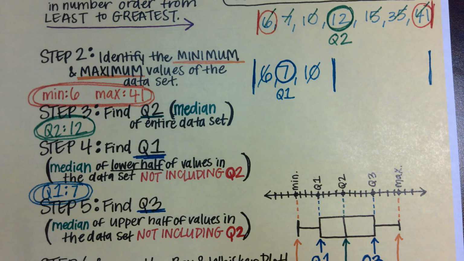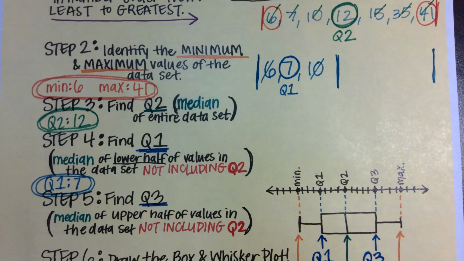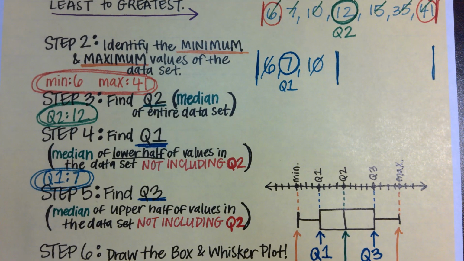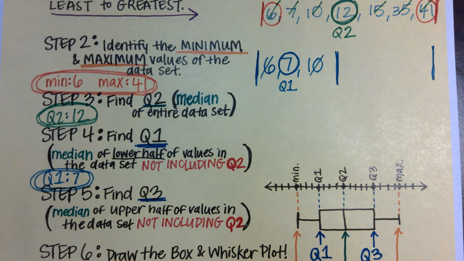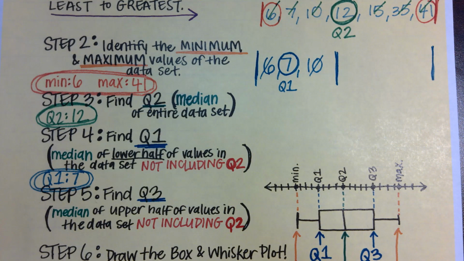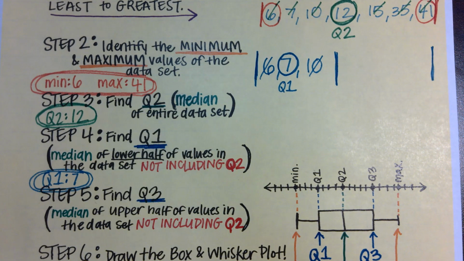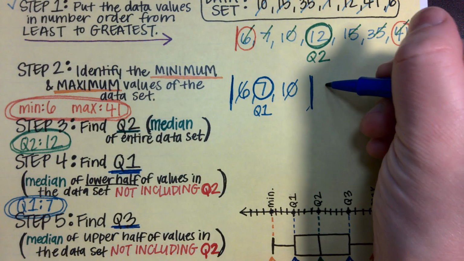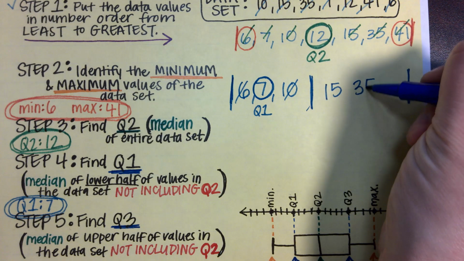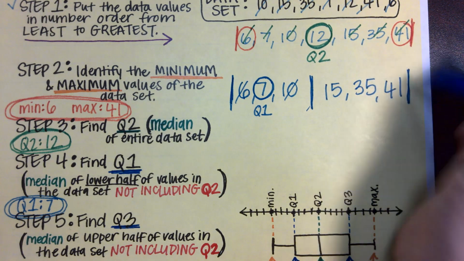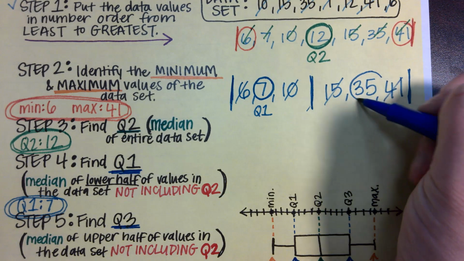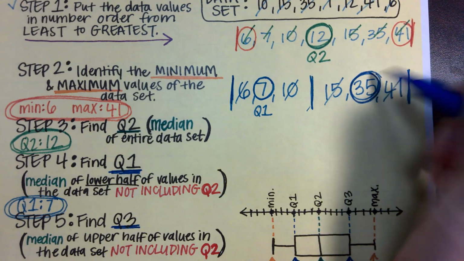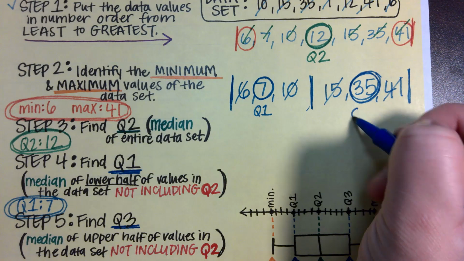All right. After that, we need to find Q3. So Q3 is very similar. We're just going to find the median of the upper half of values in the data set, and that's also not including the second quartile, Q2. Yeah, so let's just draw the second half. We're not including 12, so we've got 15, 35, 41. So when we count in, our median is 35. So that's Q3.